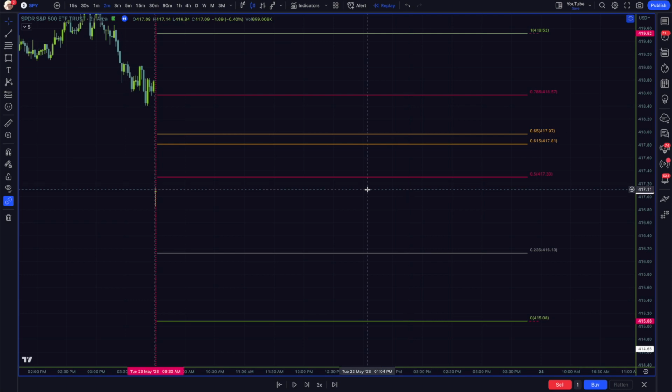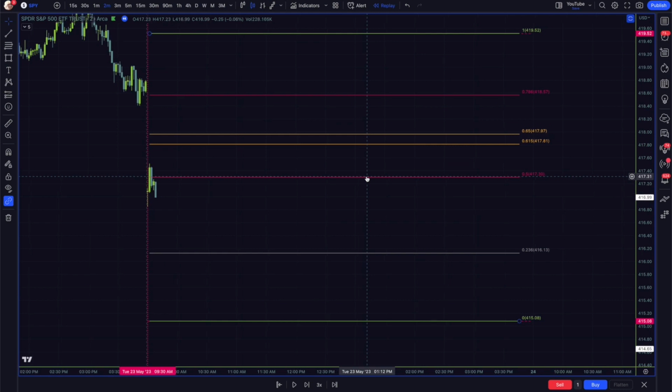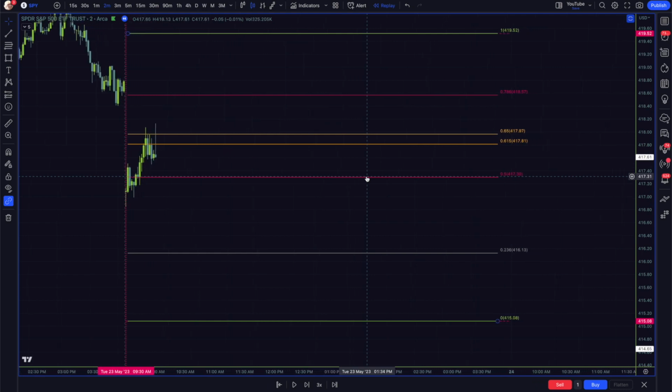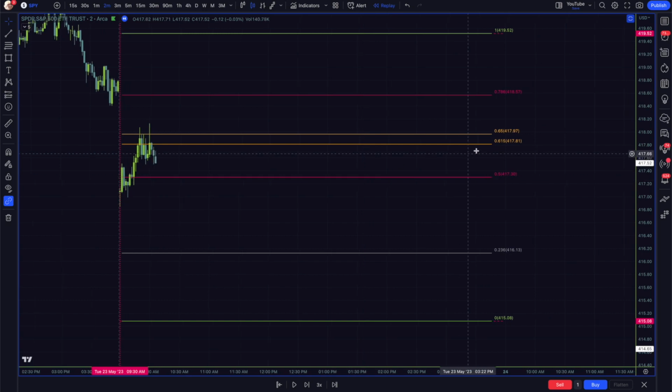So how did this work for May 23rd, 2023? So I'm going to start playing the bars back here. If you've used the Fibonacci tool, you'll know that the 0.65 and the 0.615 area is considered the Fibonacci golden pocket. It is something that is employed frequently by Fibonacci traders.